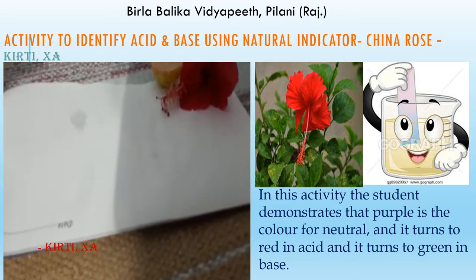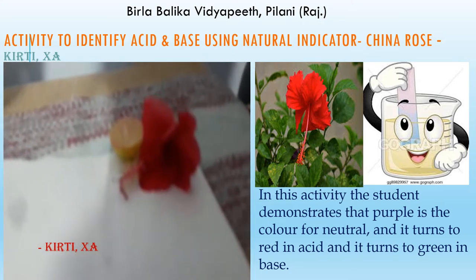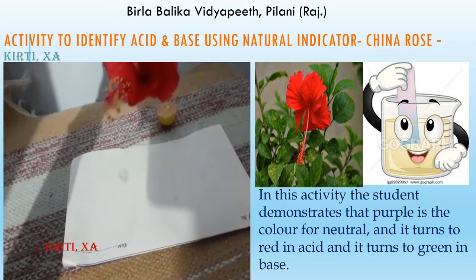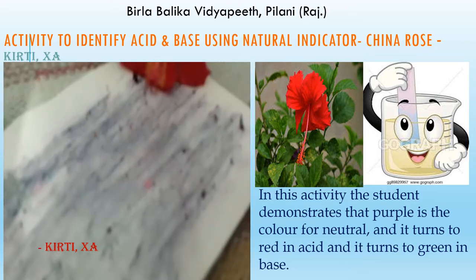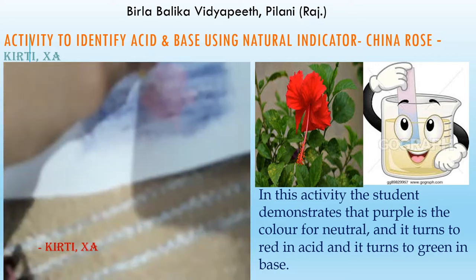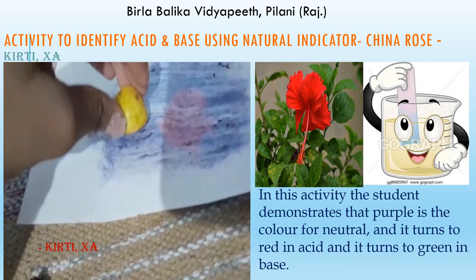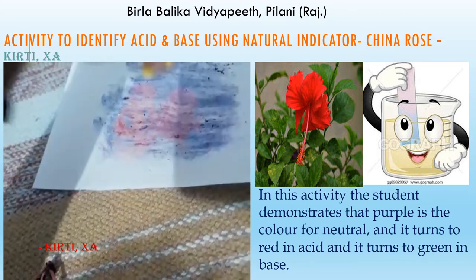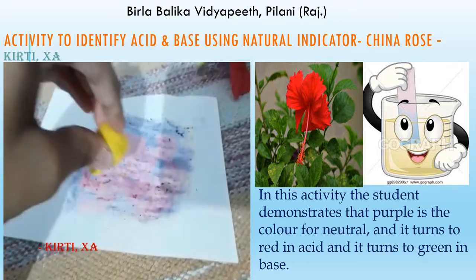For the experiment, we need a white paper, a china rose and a lemon. Rub this china rose on this paper. That's how it will look. Then add the lemon to this. You can see that its color is changing because of this lemon.